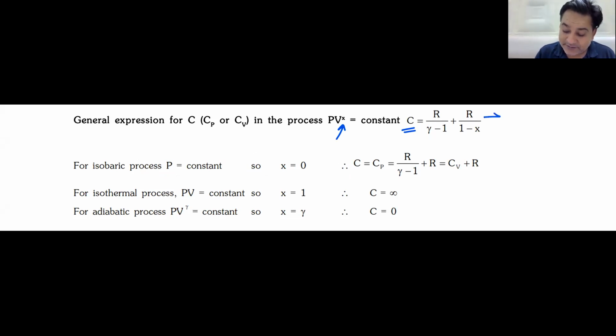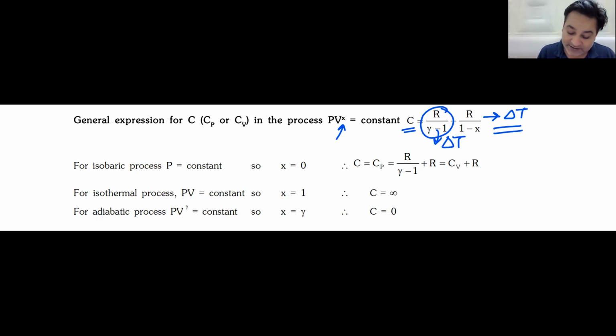If I multiply this by delta T, this term, I will get the work done in this process. You understand this? Yes, sir. If I multiply this term by delta T, I will get this is your CV. You understand this? If I multiply the first term by delta T, I will get the change in internal energy. If I multiply the second term by delta T, I will get the work done in this process.